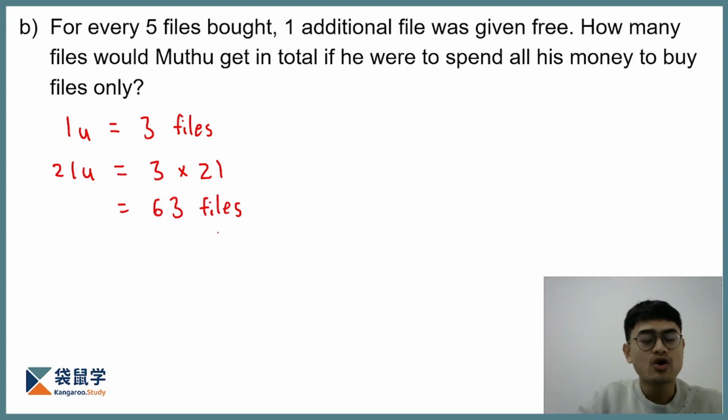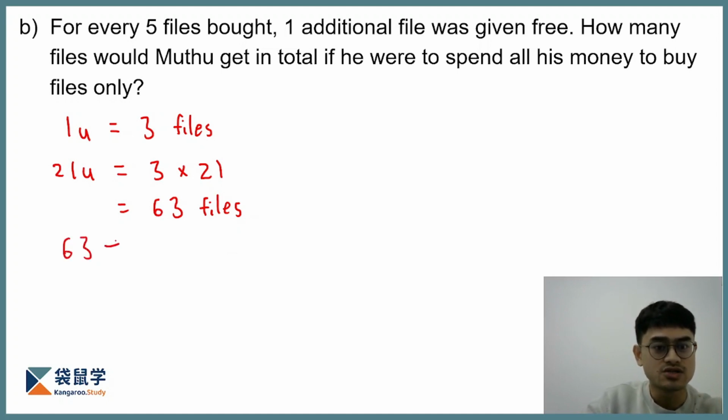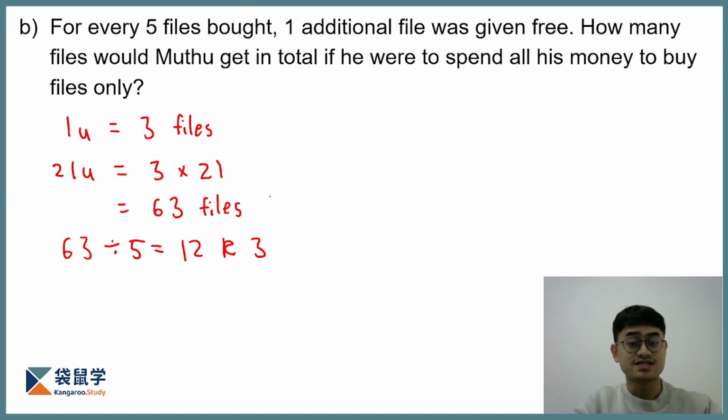But now how do we see how many files he will get for free thanks to the promotion? We just need to see how many times 5 can fit inside 63. In other words, we just need to take 63 divided by 5 to get 12 remainder 3. So this tells us that he qualifies for this promotion 12 times. That means he's going to get 12 more files. And the remainder of 3 is because this final 3 files does not qualify for the next promotion. It does not give him the next free file. So that means he gets only 12 more files, okay?